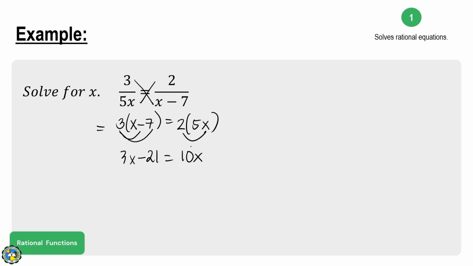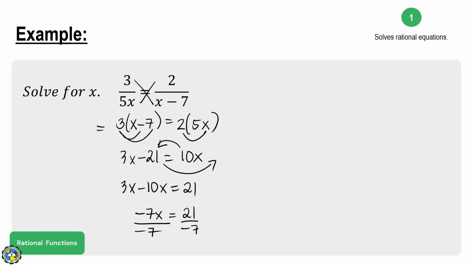And remember, we have to combine like terms for us to solve for the value of x. So, we have 3x minus 10x. The 10x goes over here, and the 21 goes over here, so it becomes positive 21. So, we have negative 7x equals 21. Divide both sides by negative 7 to eliminate the numerical coefficient, leaving x only. So, we have 21 divided by negative 7 and that is negative 3. So therefore, that is our final answer.